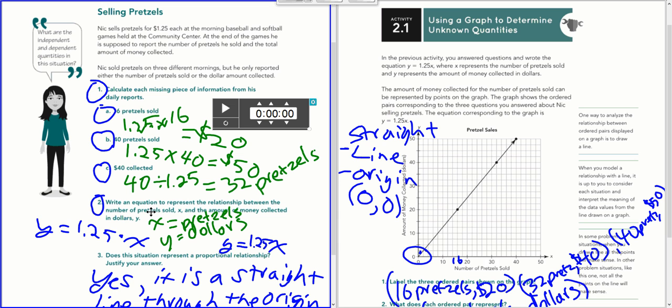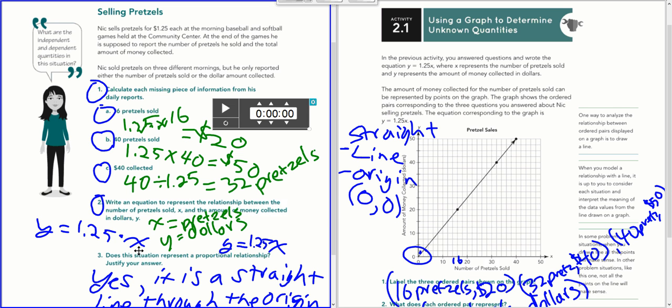All right? And it says, write an equation to represent the relationship between the number of pretzels sold, X, and the amount of money collected in dollars, Y. Okay, so this Y depends on how many pretzels he sells. So I'm going to put this Y out by itself, and I'm going to get $1.25 for every pretzel I sell. So my Y depends on my X multiplied by $1.25. Because what did we do? We multiplied this by 16, which was X in this case, right? And then we multiplied it by 40, which was the X. So in place of my 16 and my 40, I'm putting the X because that's the number of pretzels. And that will give me my Y.